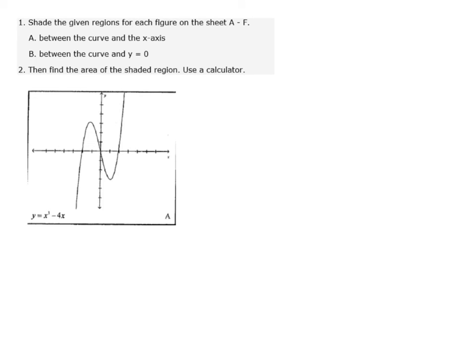All right, so this is the assignment, and what I've given you are 6 graphs labeled A through F. We're going to go through each one of them and do 2 things. We are going to shade the region that it says to shade, so you can see A and B there on your screen. We're going to shade between the curve and the x-axis on A, between the curve and y equals 0, which is also the x-axis. And then we're going to set it up so that we can find the area of the shaded region and then use a calculator to find the answer. Okay, because we're not going to integrate them by hand.